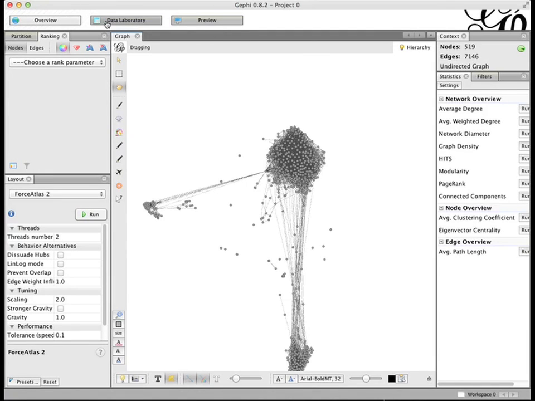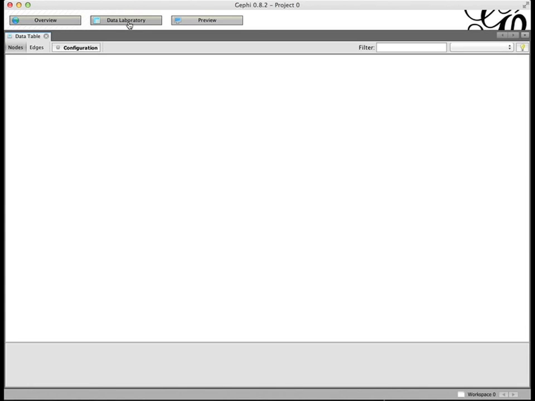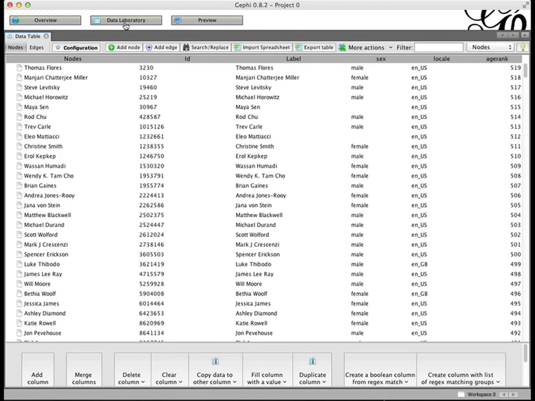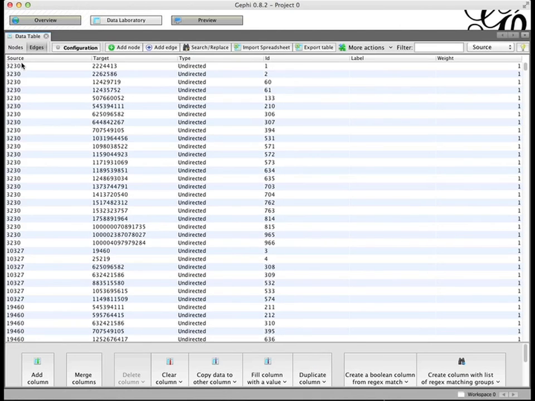Well, we've got 3 tabs up here. Overview, which is where we are now. The data laboratory, which shows you the data. If you want to take a look at your friends network, you can do this. You can look at the nodes, which are, again, the individual friends. Here's Tom Flores, node ID 3230. And we can look at the edges, which are the connections between friends. So Tom is connected to probably 20 or so of my other friends.